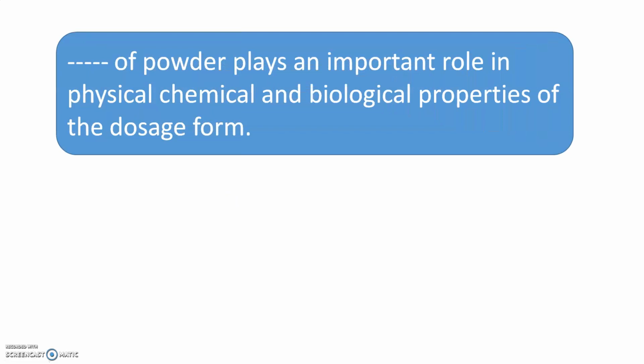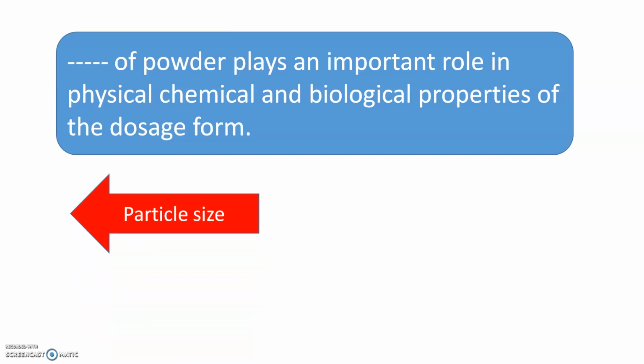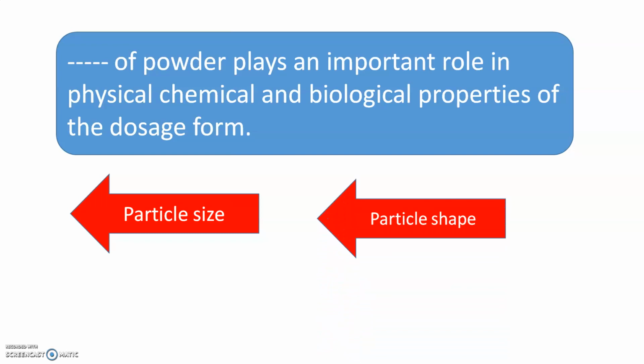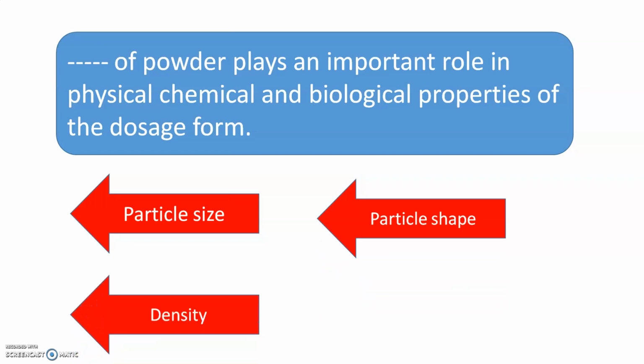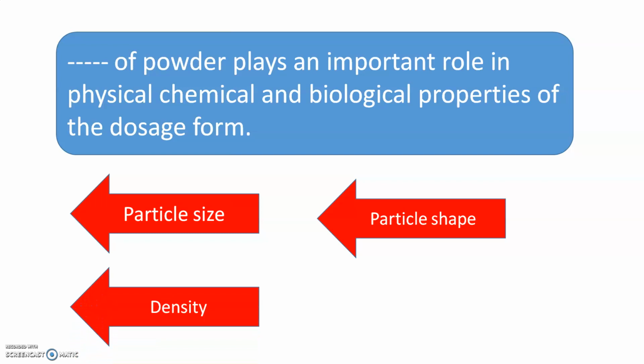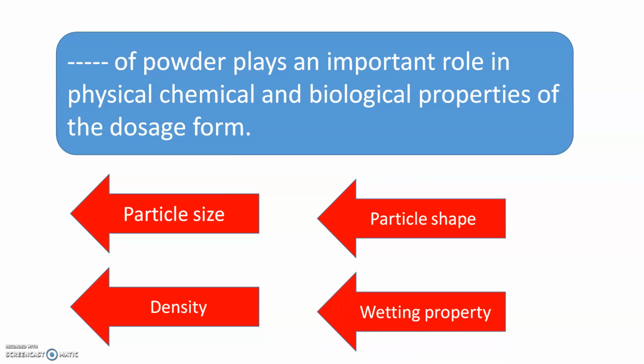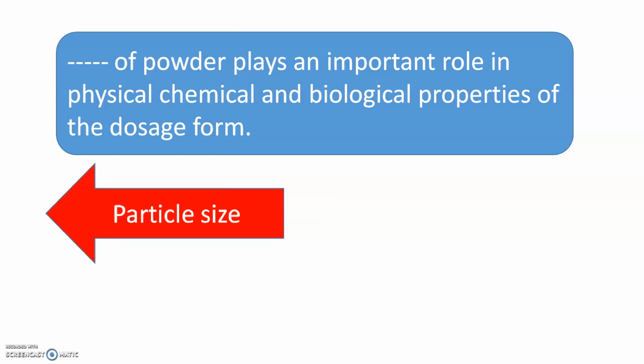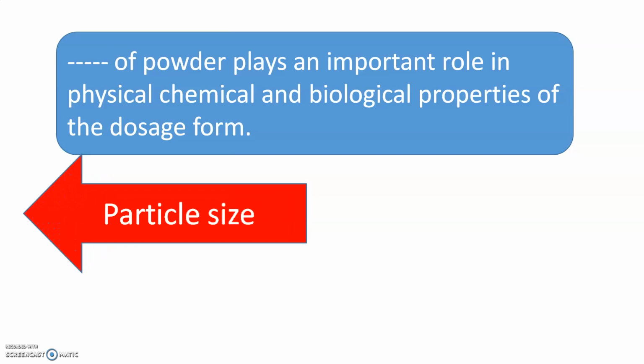Dash of powder plays an important role in the physical, chemical and biological properties of the dosage form. The options are particle size, particle shape, density or wetting property. And the correct answer is particle size. In the physical, chemical and biological properties, particle size of the powder plays a very important role. So particle size is very important.